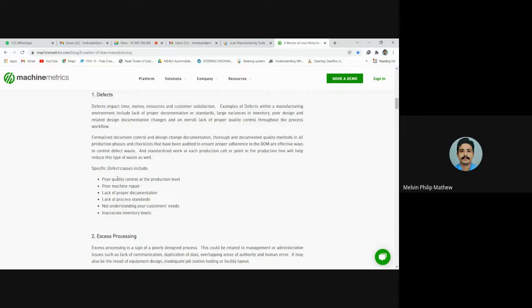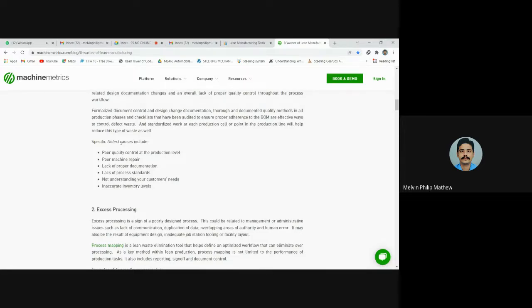Next, what are the defect causes? How does a defect occur? We have already explained some points. The rest are poor quality control at the production level, which we have discussed. Then comes poor machine repair. I have already told you about the periodic maintenance of the machines used for production. If that periodic maintenance is not done, then obviously defects can occur.